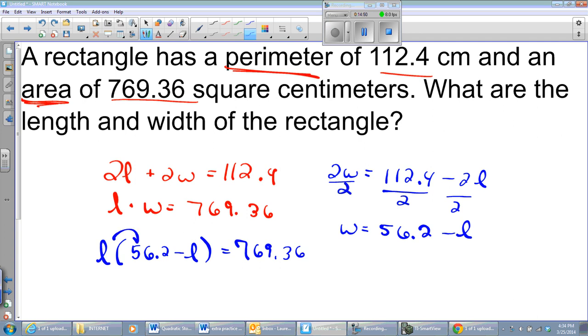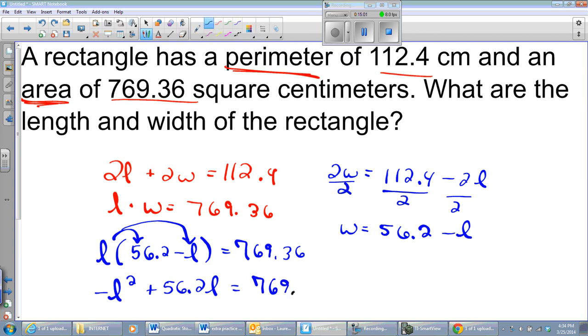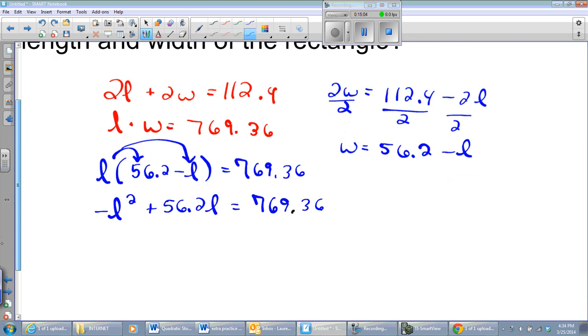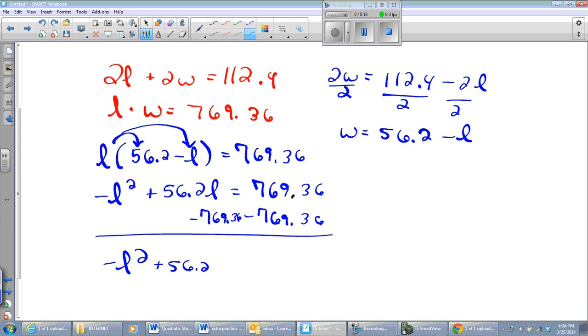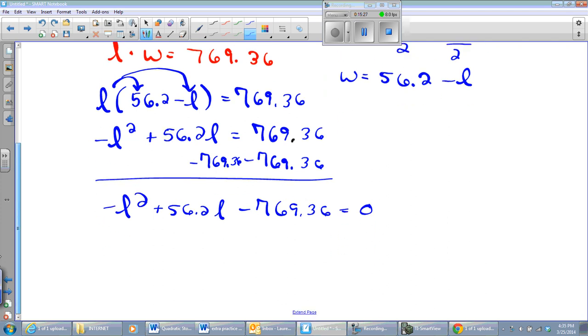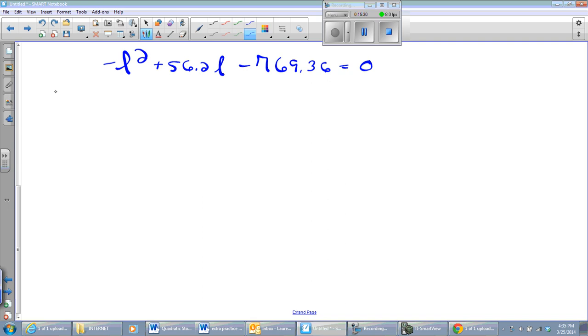All right, I'm going to distribute, and I'm going to write my squared term first: minus L squared plus 56.2L. That's going to equal 769.36. Going to subtract off this so that it equals 0. And I'll get negative L squared plus 56.2L minus 769.36 equal to 0. Now I am ready for the quadratic formula.